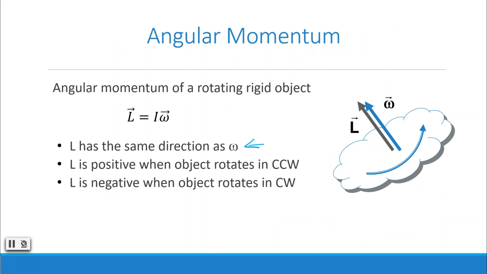We assume angular momentum is positive when we have counterclockwise rotation and negative when we have clockwise rotation. That is the course convention, and you can pick your direction to be whatever you choose if it's not defined for you in the problem.